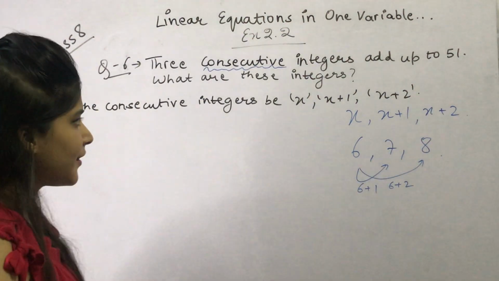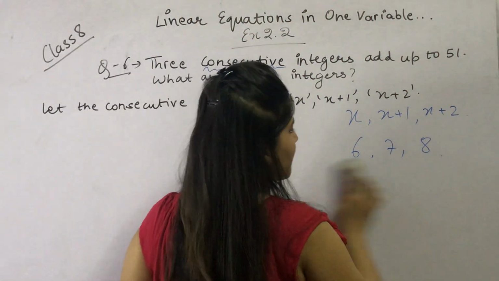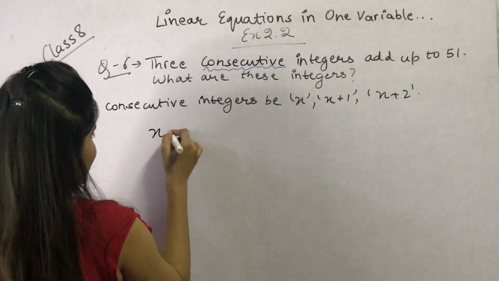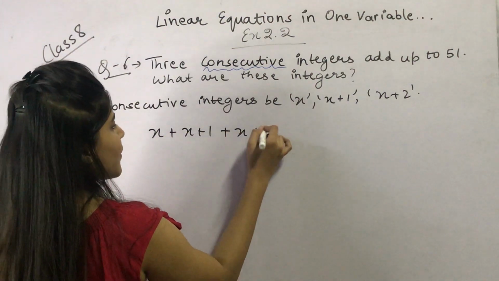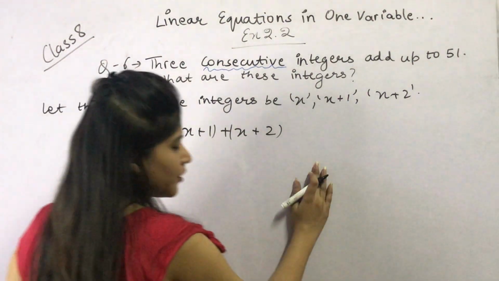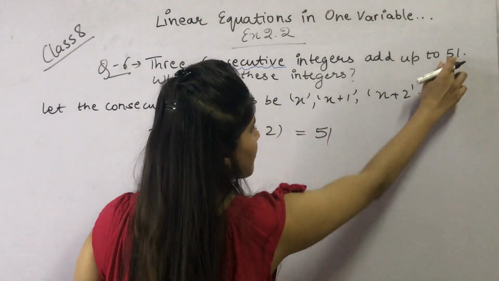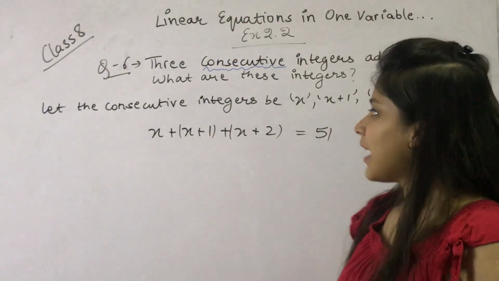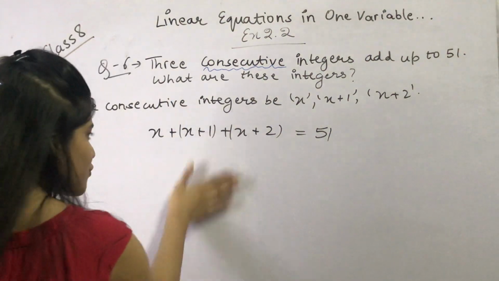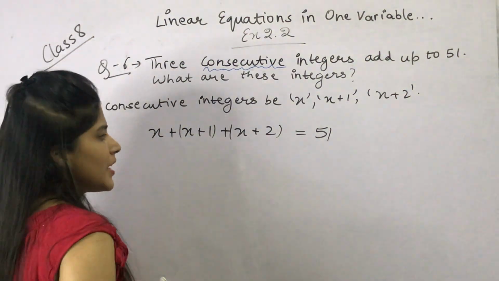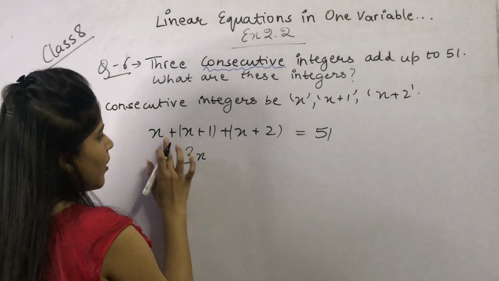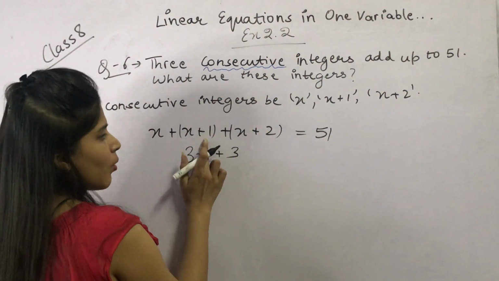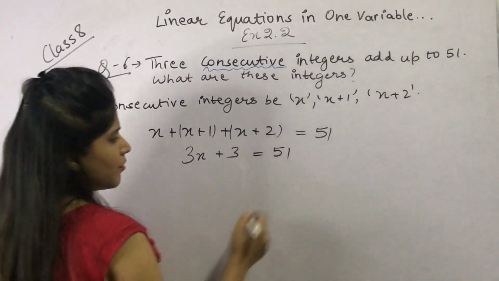And when we have let all three integers, we know our next step will be to add all three integers. So x plus x plus 1 plus x plus 2. Now we have added all three, and we know that the sum is 51. Now we have to find the integers. It means that our equation is complete. Now we have to solve this. We have x 3 times, so it automatically becomes 3x, plus 1 plus 2 is 3. So x plus x plus x is 3x, 1 plus 2 is 3, equals 51.